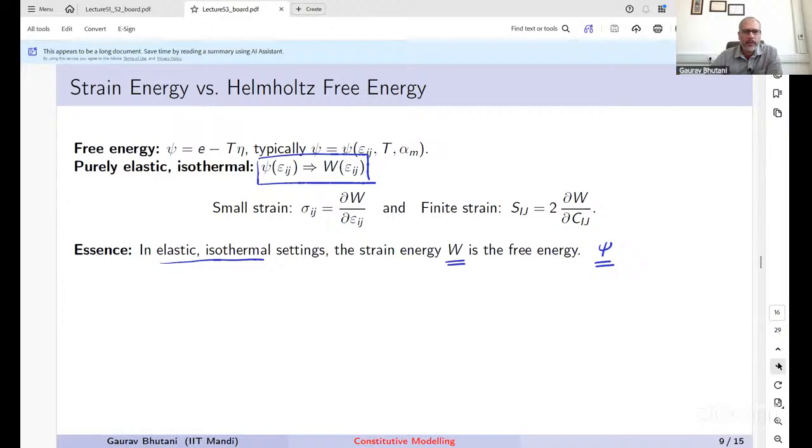Right, so we briefly showed this expression that we have between stress and strain in finite strain situations, the equivalence of that from the energy restrictions that we had discussed in the previous lecture.